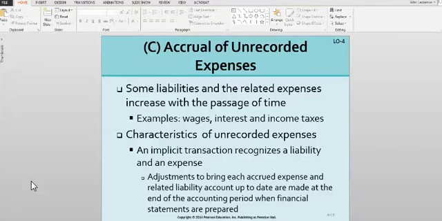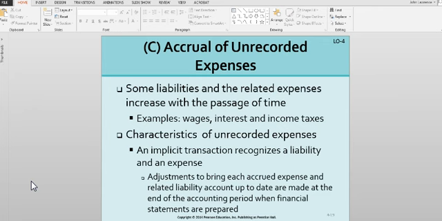Okay, so we're now starting our second 15-minute interval. And we're talking about adjusting entries, the accrual of unrecorded expenses. This is a very basic entry that's talking about liabilities and the related expenses that may increase with the passage of time. Three great examples that we'll talk about here are wages, interest, and income taxes.